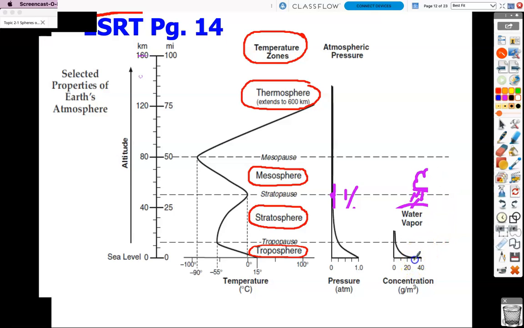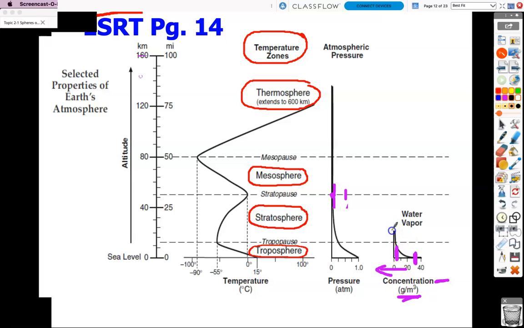It actually starts right here. It doesn't go to 40. It starts at around 30, and this is in grams per cubic meter. So you're measuring the concentration or the density of the water vapor. It's more concentrated down here. Again, as you go up, the line goes up, but notice the graph is heading, like the pressure graph, to the left, towards zero. So by the time you get to the top of the troposphere, you're down to a very small amount.